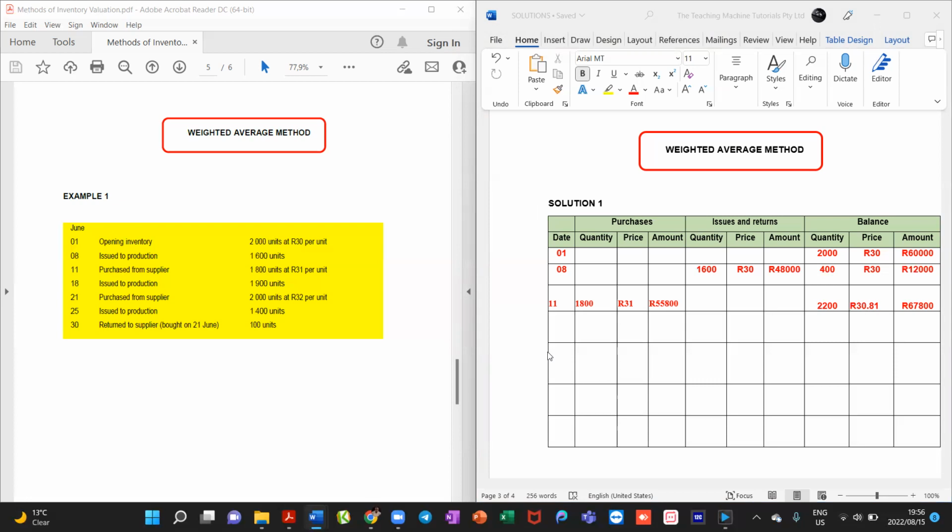On the 18th, it says issued to production 1,900 units. How many units were issued to production? 1,900 units. There are no batches. We only have one batch and the price is the same. So it's simple for us. We will just take 30.81. All right. Now you can multiply because you want to know the total amount. 1.9 times 30.81. How much is it?